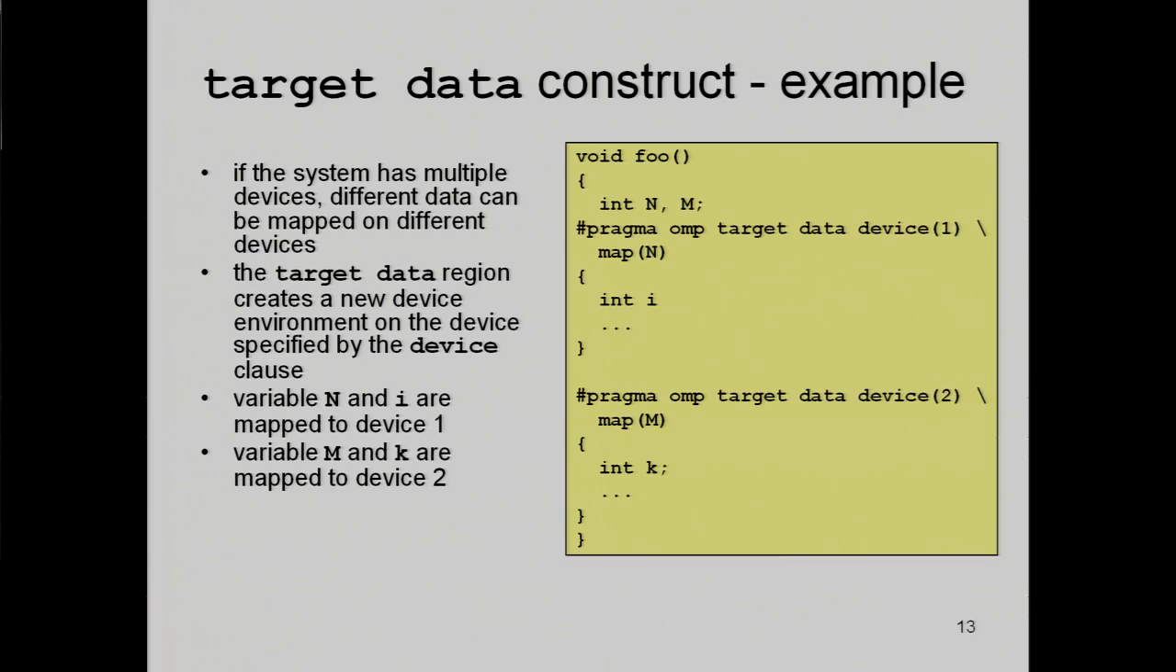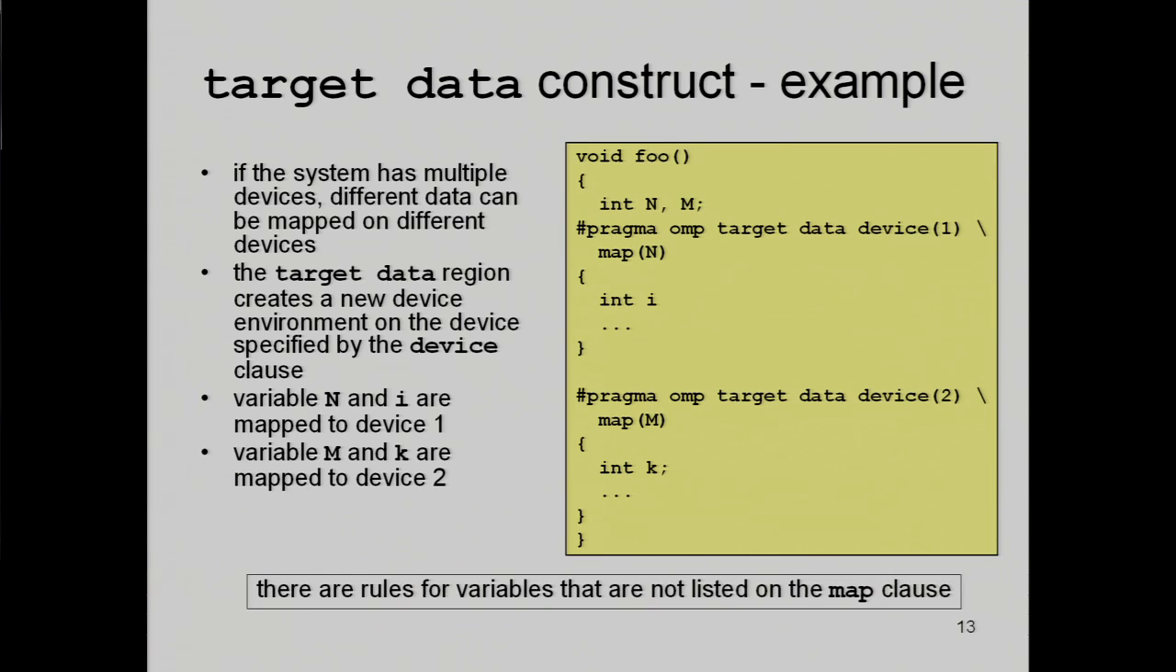There's a possibility that you can have multiple GPUs or multiple target devices attached to the host device. So I just show you that we have the device clause here to illustrate which device you want to map this data to. For example, if you have two devices attached to your host, you specify one as the first device and two as the second device, so you can map the data separately on the different devices. This is the use of the device clause.